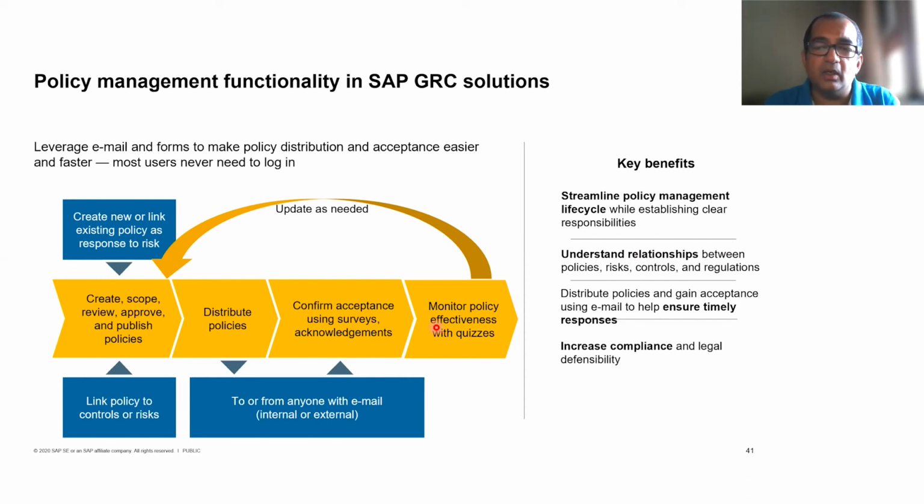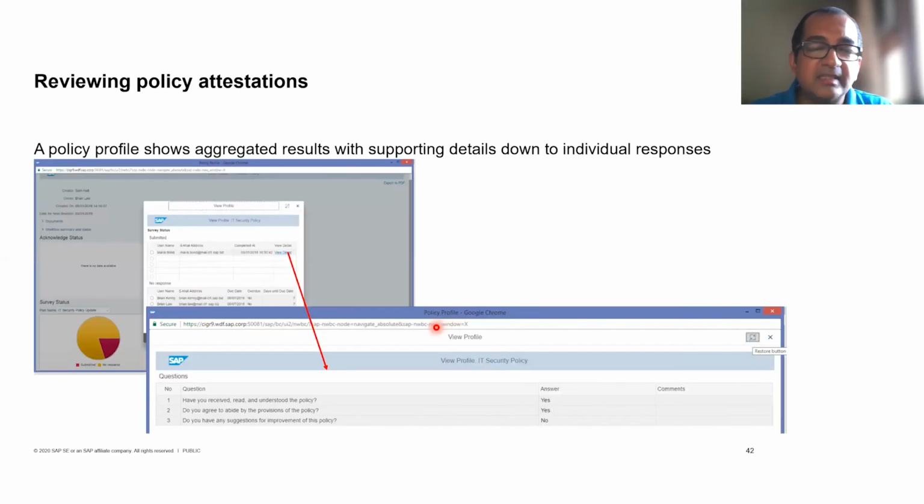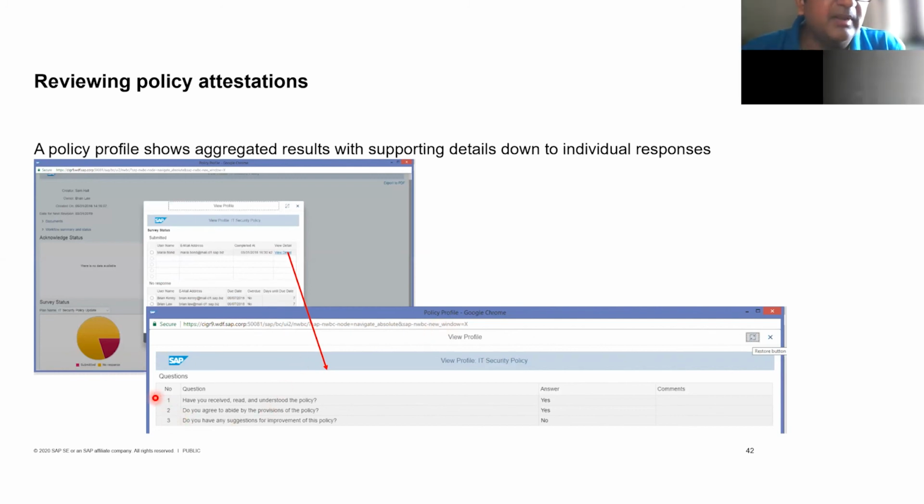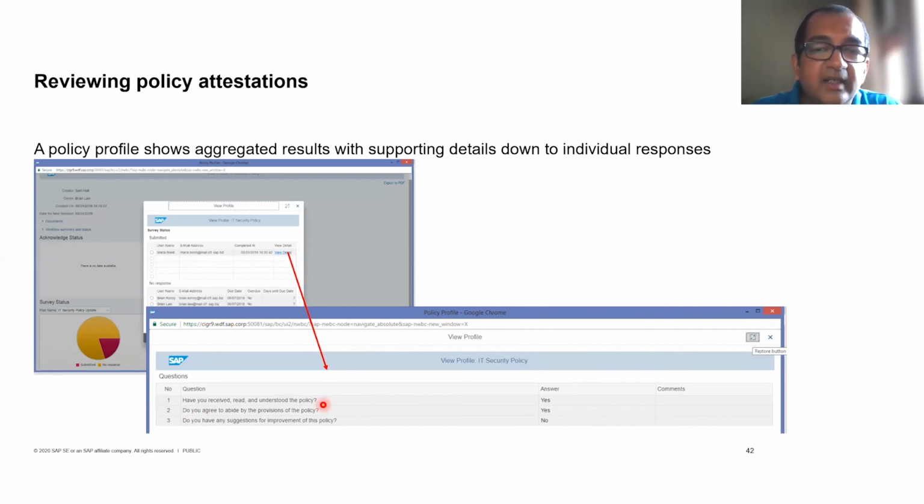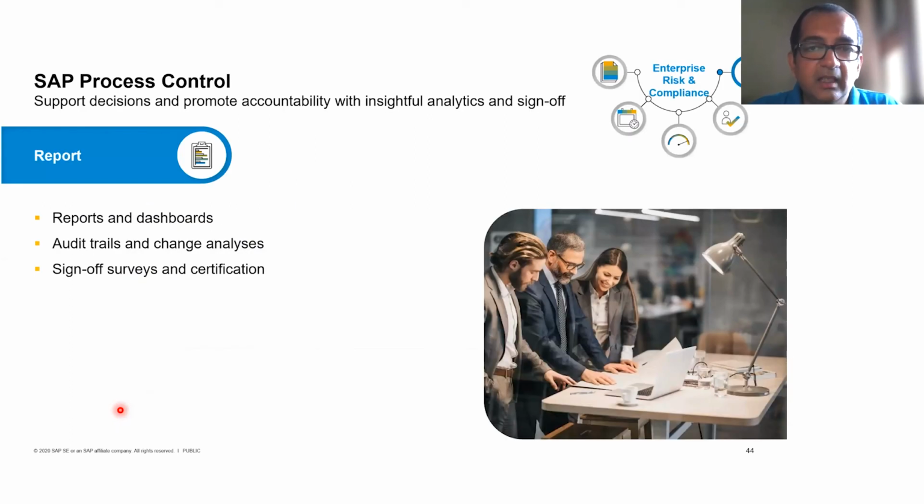So these policies can be distributed through the system, and you can also attach small questionnaires to ensure that people have not just received the policy, but also that they have read and understood the policy. So for example, a very simple set of questions is, have you received, read and understood the policy? Answer is yes or no. Do you agree to abide? Do you have any suggestions for improvement of the policy, etc.? So completely configurable in terms of the different questions that you might want to have as far as the policy acknowledgement set of activities is concerned, right?